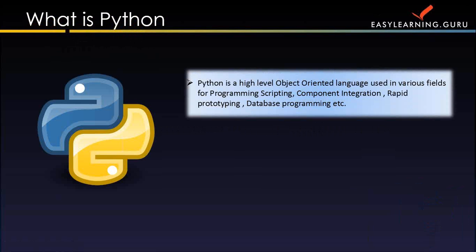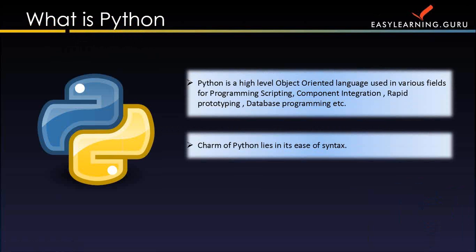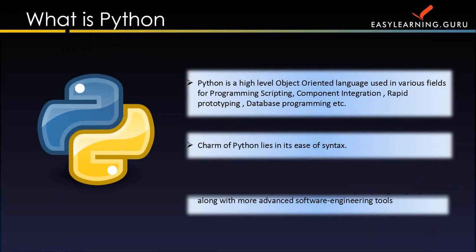See, Python is a language that is optimized for programmer productivity, code readability, and software quality. Python lets you work more quickly and integrate your systems more effectively. Next, the charm of Python lies in its ease of syntax. Syntactically, Python code looks like executable pseudocode. Code written in Python is more readable and smaller than code written in other languages.